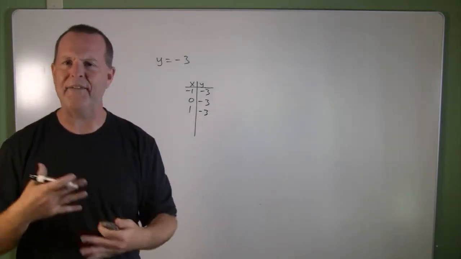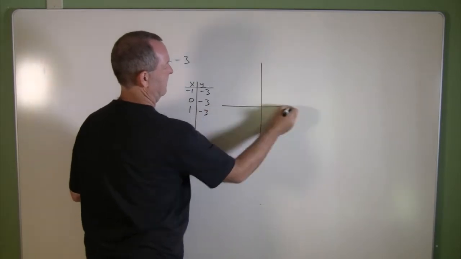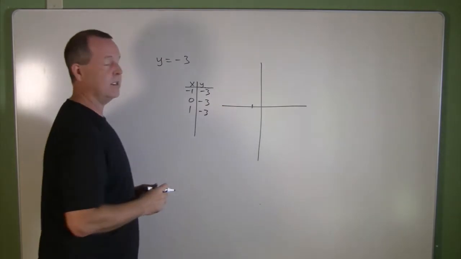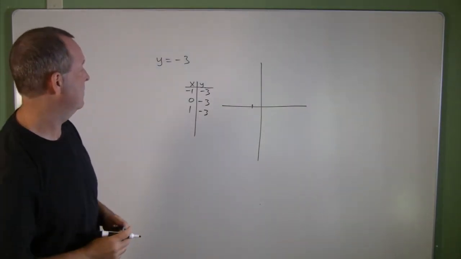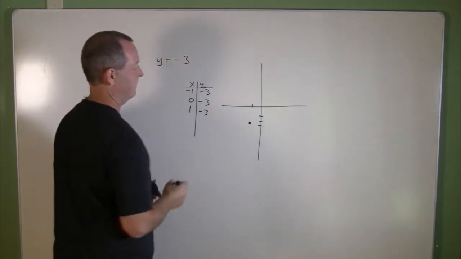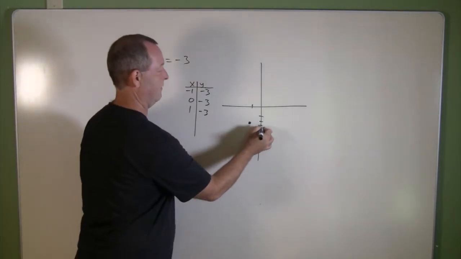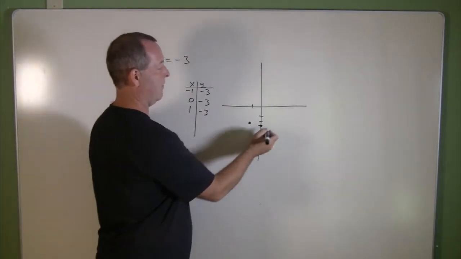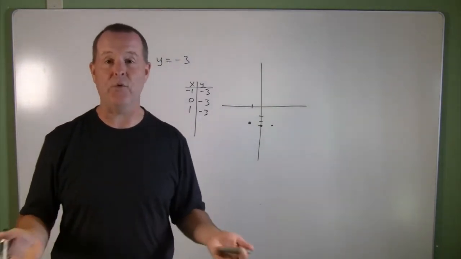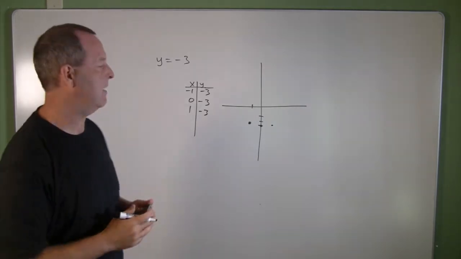So let's graph this out a little bit. Maybe that'll help make sense of it. So at the point of x equals -1, what's my y value? Y is down at -3. If x is 0, what's my y value? -3. If x is 1, what's my y value? -3. Basically, it doesn't matter what my x value is. My y will always be -3.